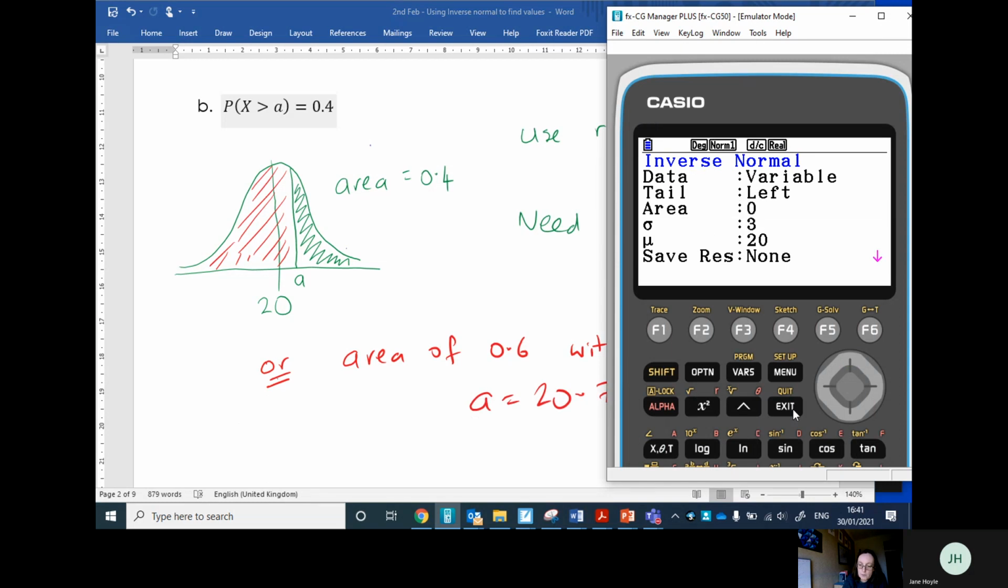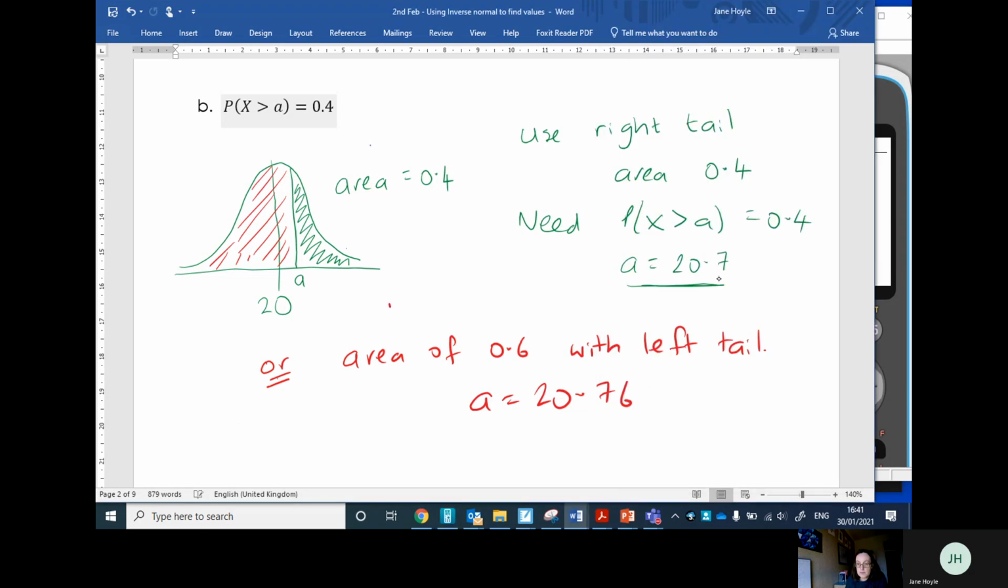Area 0.4. Tail right. Yes, 20.76. I'm sure you all noticed. So 20.76. Let's just add 6 there. I apologise.